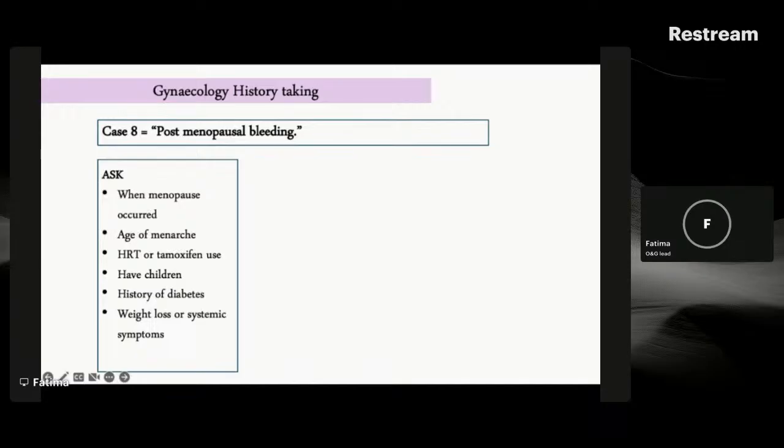Other risk factors include an earlier age of menarche. If they've had any children, as we mentioned before, if they're nulliparous, then there is increased estrogen in the system, so more at risk. History of diabetes, and then any weight loss or systemic symptoms like any fevers, lethargy, appetite reduction, night sweats. These are all changes in weight. These are called red flag symptoms that make you think of a cancer.